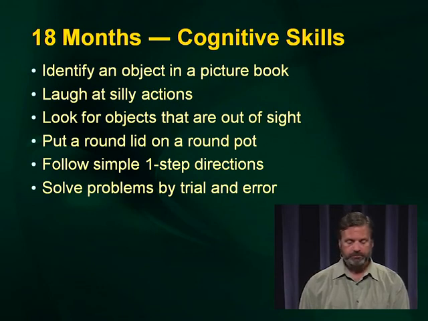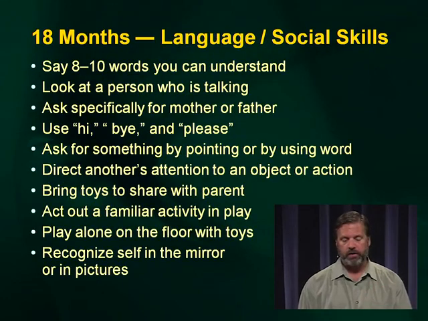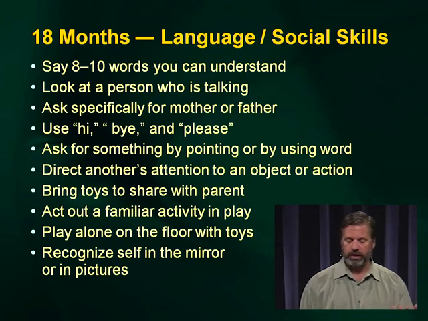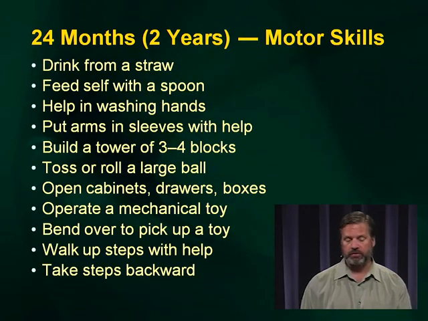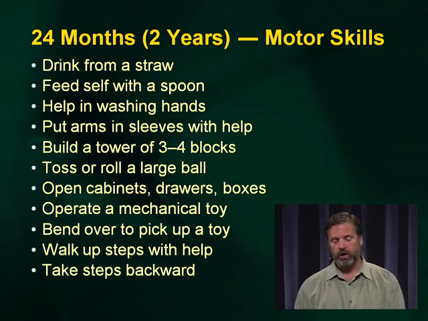Cognitive skills, they're able to laugh responsively to a silly action. They can follow a 1-step command. In language, they'll have some simple words like hi and bye and please. They're able to bring a toy when asked to. They're able to play by themselves and have an interactive play. By 24 months now, drinking from a straw, feeding themselves with a spoon.